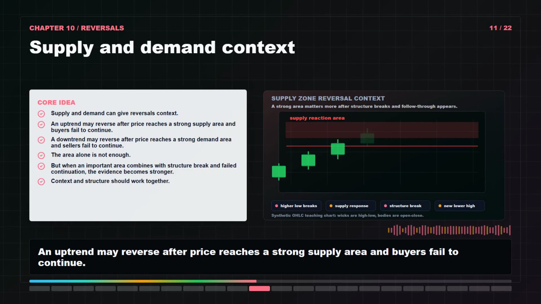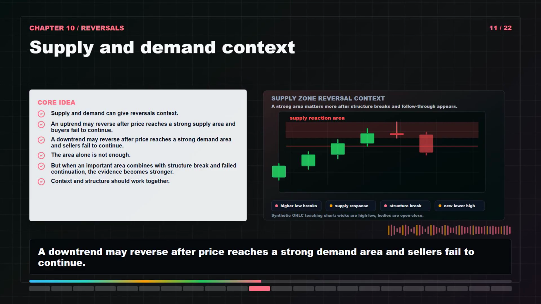Supply and demand can give reversals context. An uptrend may reverse after price reaches a strong supply area and buyers fail to continue. A downtrend may reverse after price reaches a strong demand area and sellers fail to continue.